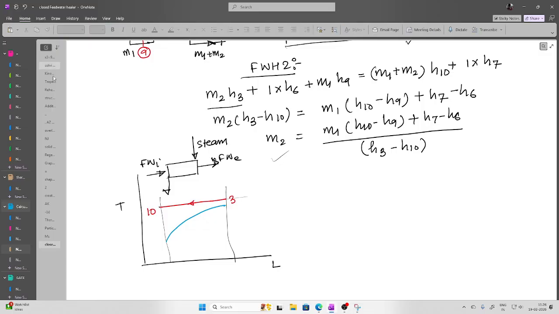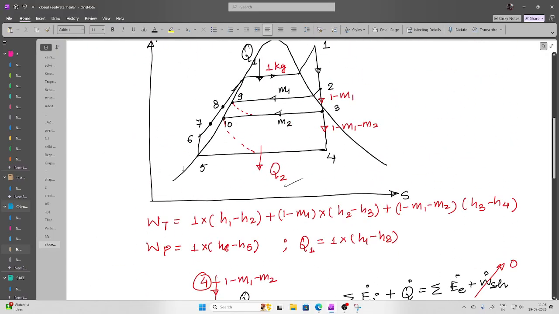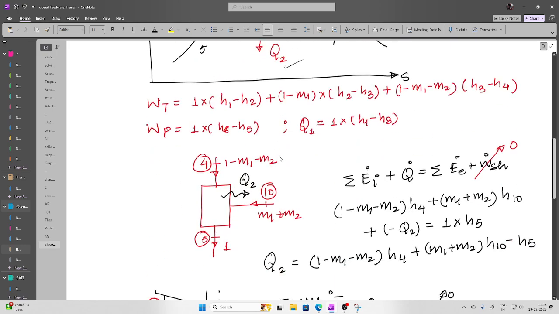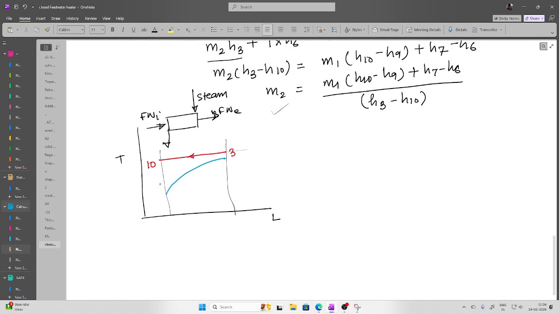So if you look here, what is this point? Because of this, there is a rise in the temperature of feed water from 6 to 7. Look here, from 6 to 7. So this can be your point number 6, this can be your point number 7. And now if you look, there is a difference, and that is what is called the terminal temperature difference.